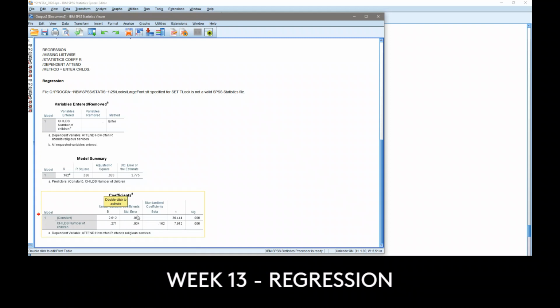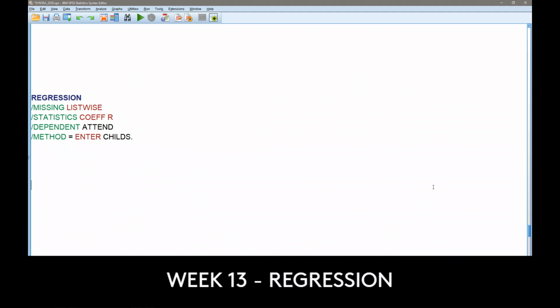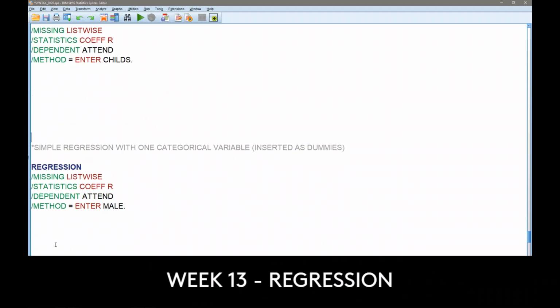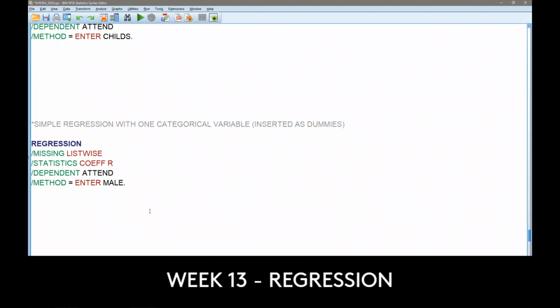So what does this result mean? It means that the more children you have, the higher your religious attendance is, okay? So as number of children goes up, religious attendance goes up. Okay, and this relationship or this result is not occurring by chance. It is statistically significant by looking at this sig column here. Okay. All right.